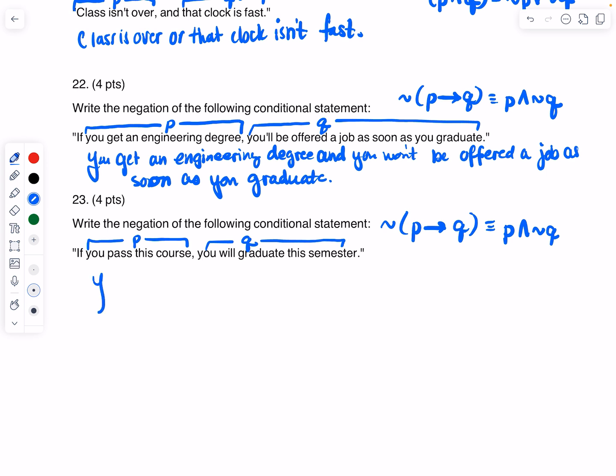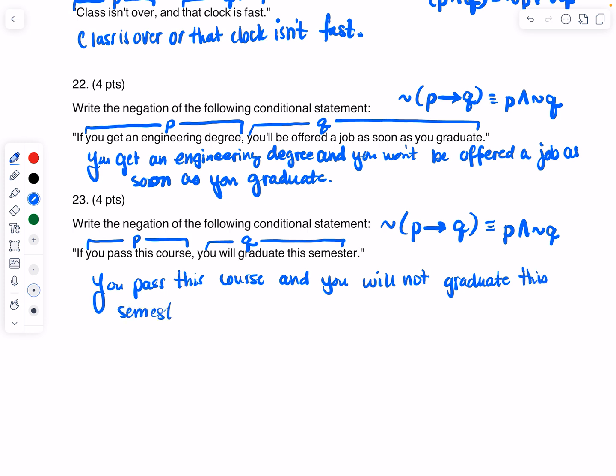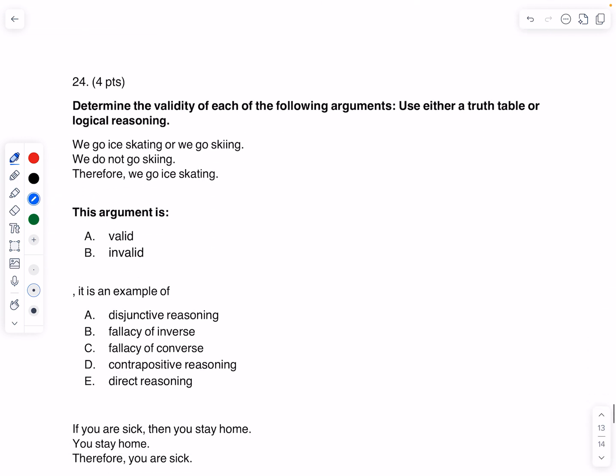P, you pass this course, and now I need negation Q. You will not graduate this semester. Okay, all right, that was 23.